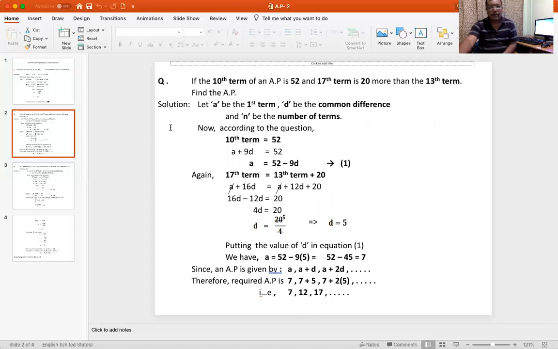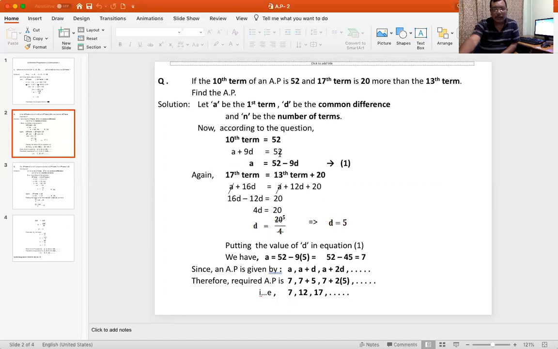Now let's look at this question, which says, if the 10th term of an AP is 52 and the 17th term is 20 more than the 13th term, find the AP. Now here we assume that A is the first term, D is the common difference, and N is the number of terms. Now according to the question, which says here 10th term is 52. So we write here 10th term is equal to 52. Now 10th term, as we know, it is A plus 9D. It is equal to 52.